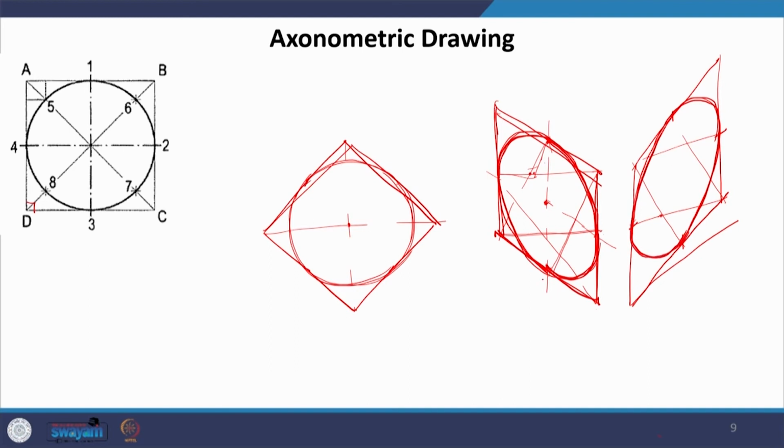So, this more or less appears like an isometric because probably the angles that I have taken are less than 45, but if you take exactly 45, you will get a flatter ellipse, a very skewed ellipse, because the vertical planes get quite skewed in axonometric projections.